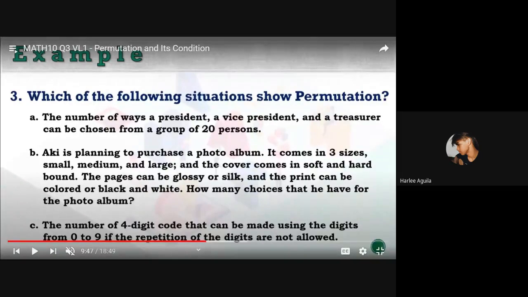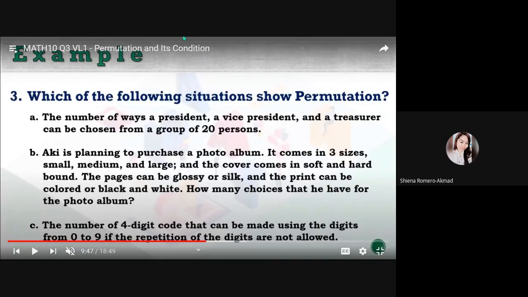Nagbabaka sakali po akong letter C yung sagot. Kasi po sabi, the number of 4-digit code that can be made using the digits from 0 to 9 if the repetition of the digits are not allowed. Simple lang po siya pero sinabi po doon na gagamitin mo yung digits from 0 to 9, hindi po naulit. So para po sa akin, arrange po siya from 0 to 9. Yun po yung pinagbasehan ko.